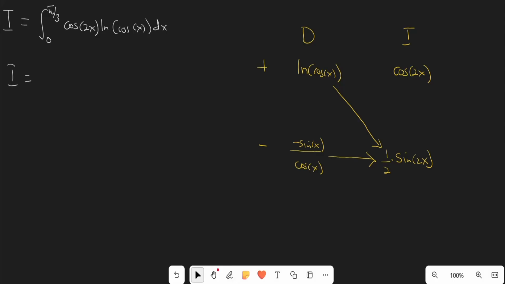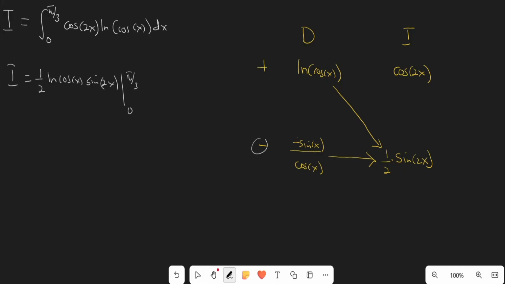So that is the ln of the cosine of x. So 1/2 first, ln of the cosine of x. And then I'm going to multiply that one by the sine of 2x. That one we are done with the integration. We take the limits of integration from 0 to pi over 3.